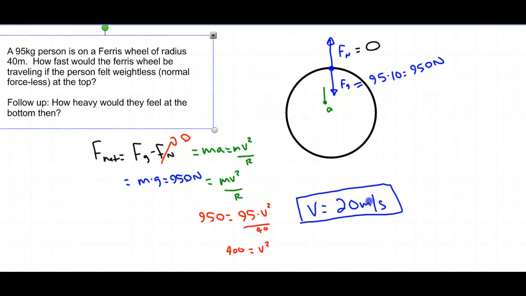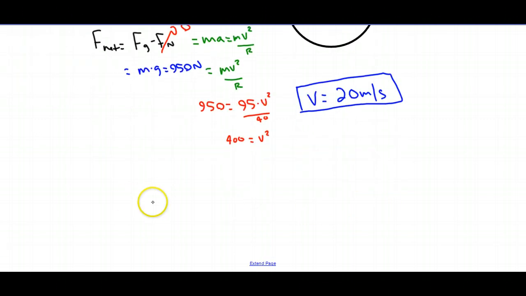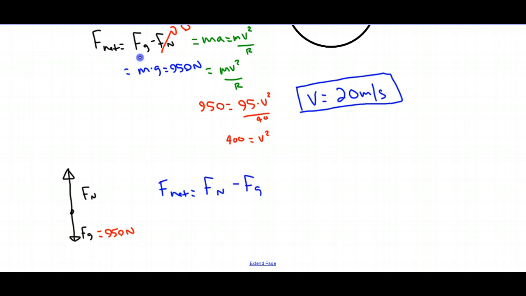And so now we're looking for how heavy they would feel at the bottom. Well, at the bottom, let's take a look. Our free body diagram has a normal force going up, and we have a gravitational force going down. So this is still 950 newtons. And now our F net is going to equal our normal force minus our Fg, right? Notice how at the top it was Fg minus Fn, at the bottom it's Fn minus Fg, because now our normal force points in the same direction as our acceleration. And that's going to equal mv squared over r.